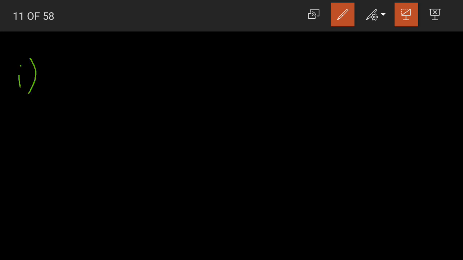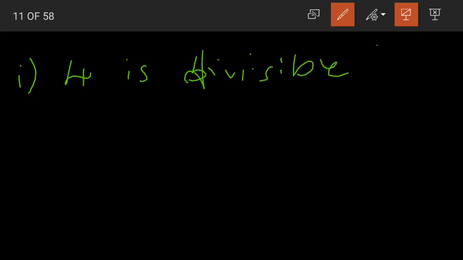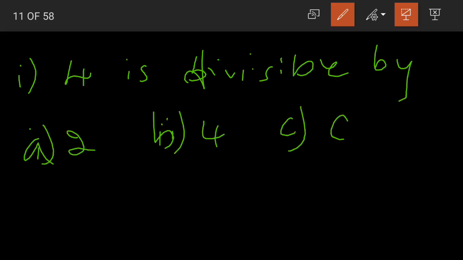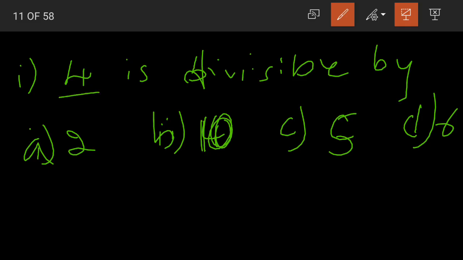They can ask you like the number 4 is divisible by, and the options would be 2, 5, 6, 10. Now by which number is 4 divisible by? 4 is divisible by 2 here.